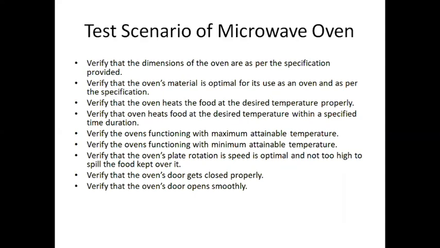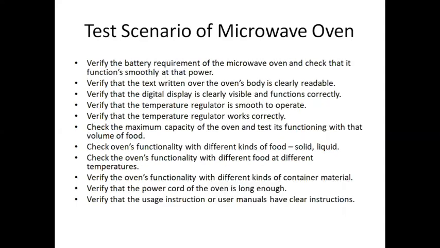Then we can verify that the oven's plate rotation speed is optimal and not too high to spill the food kept over it. Let's say if you have kept something like dal or curry, it should not get spilled. Then verify the oven's door gets closed properly and opens smoothly, which is very important. Then we can verify the battery requirement. There are so many scenarios, and you have to cover all the things from A to Z.